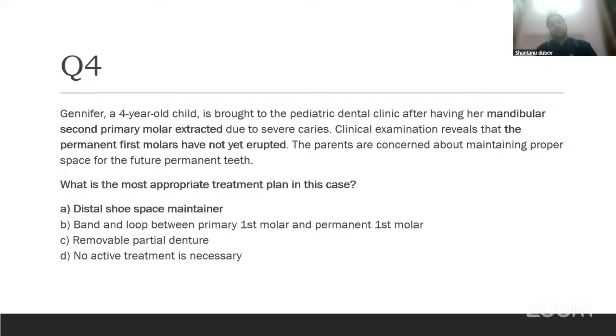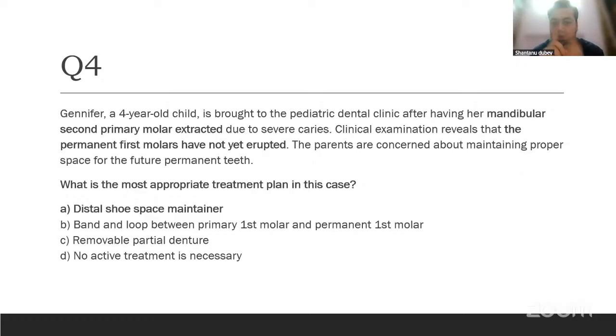Okay. Now the fourth question is: Jennifer, a 4-year-old child, is brought to the pediatric dental clinic after having her mandibular primary molar extracted due to severe caries. Clinical examination reveals that the permanent first molars have not yet erupted. The parents are concerned about maintaining the proper space for the future. What is the most appropriate treatment plan? Again, I have always told you that whenever you have a long question, a long story behind it, always highlight the points which are really, really important.